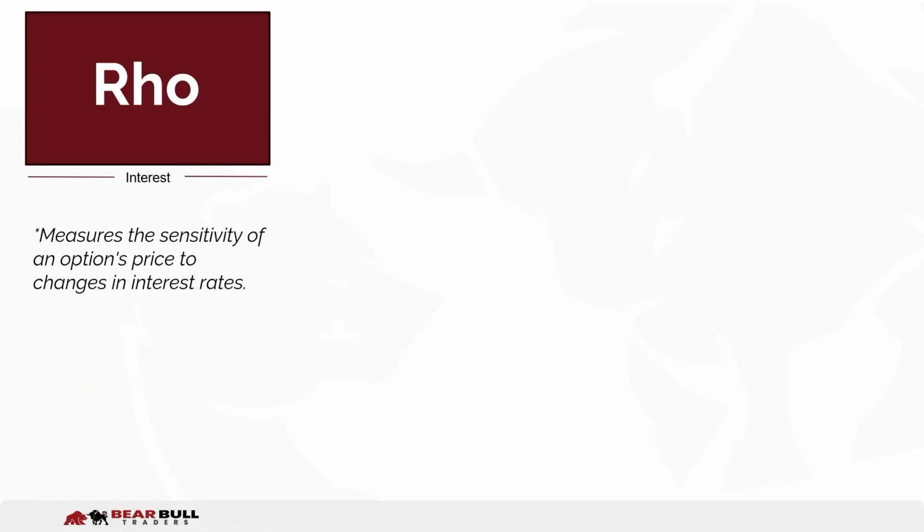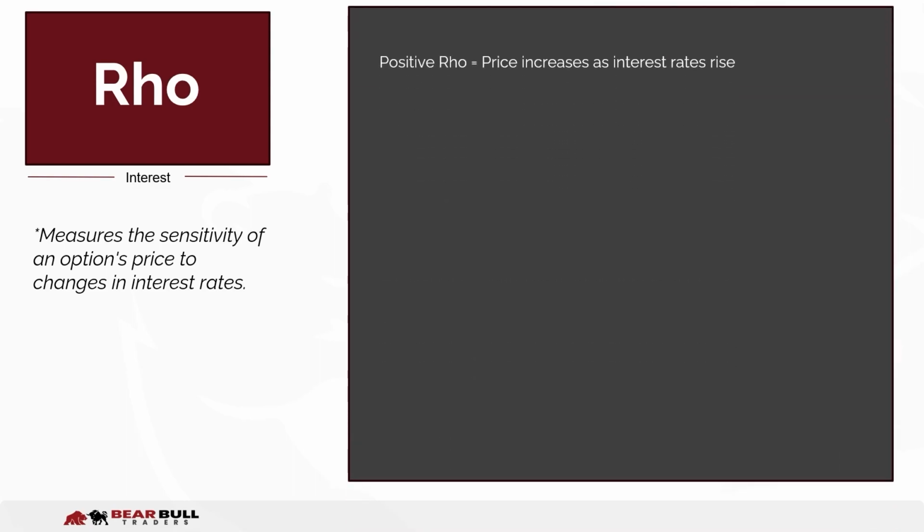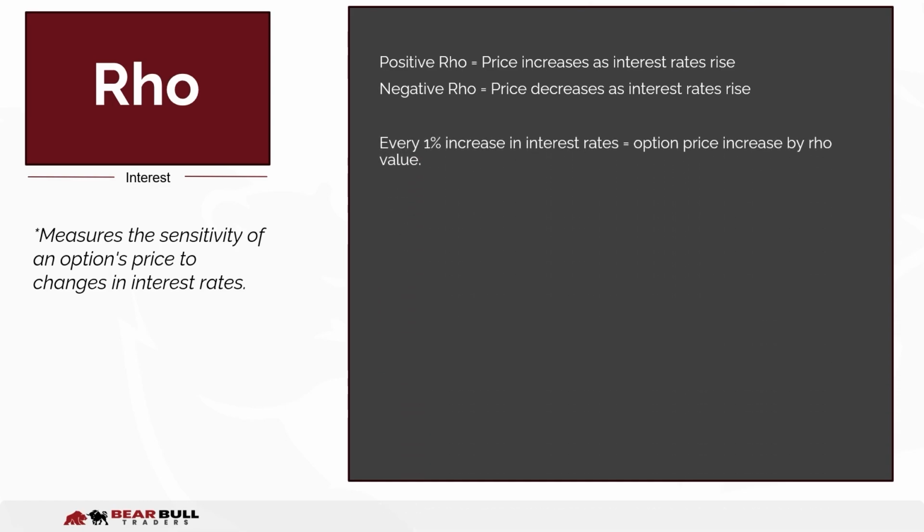Rho is our interest Greek. Rho measures the sensitivity of an option's price to changes in interest rates. While not typically used by day traders, Rho is still a Greek to take note of. A positive Rho means that the price will increase as interest rates rise, whereas a negative Rho means that the price will decrease as interest rates rise. For every 1% increase in interest rates, the option price will increase by the Rho value.